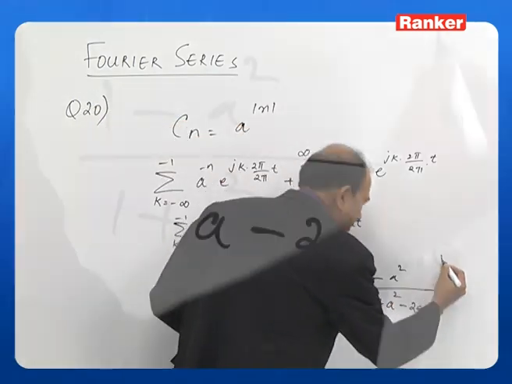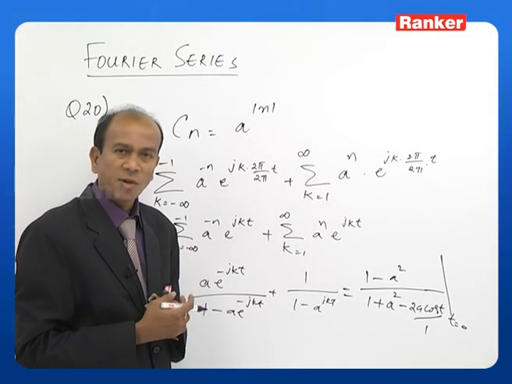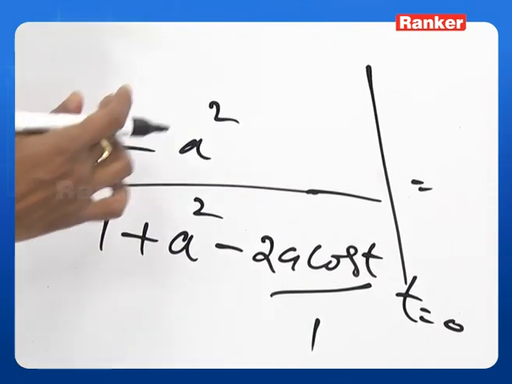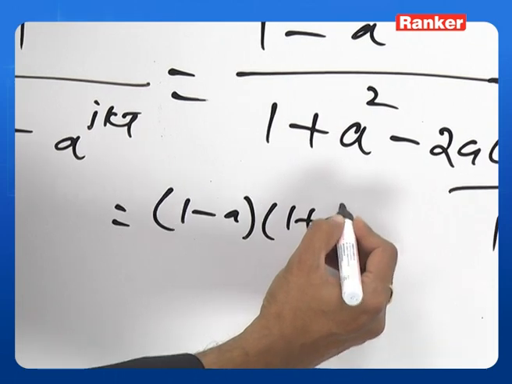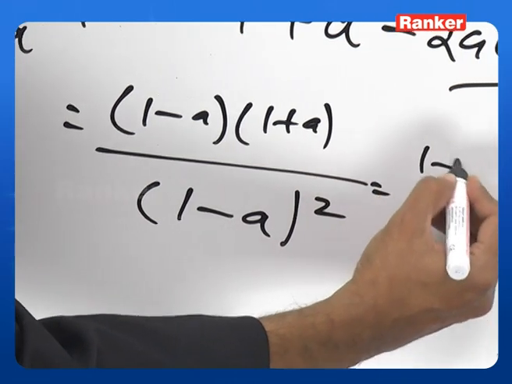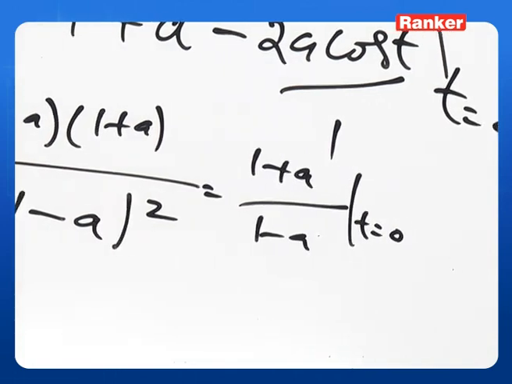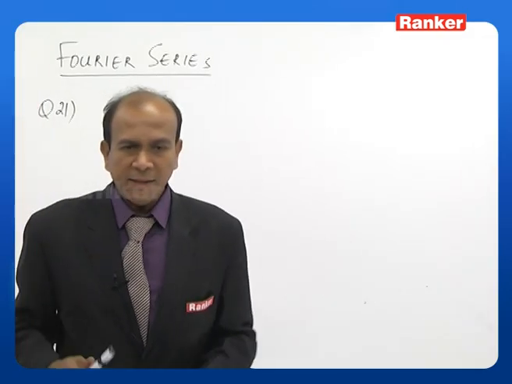So, when we take this at t is equal to 0, then how much will this become? Cos 0 is 1. So, this will become minus 2a. What we will do is write this here. So, this at t is equal to 0 will be equal to 1 minus a into 1 plus a, divided by 1 minus a whole square. So, the answer is 1 plus a by 1 minus a at t is equal to 0. So, this is how we have to solve. This has been asked very frequently in the GATE exams. Let us see the next question.